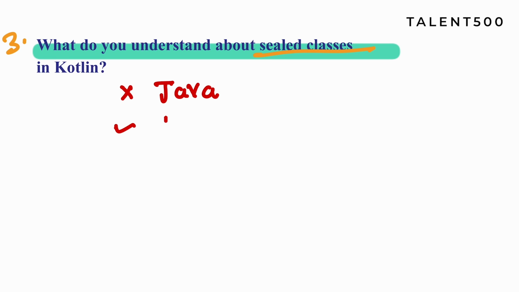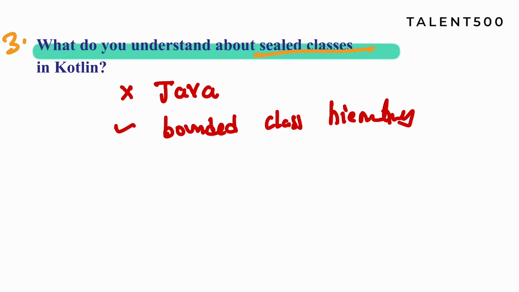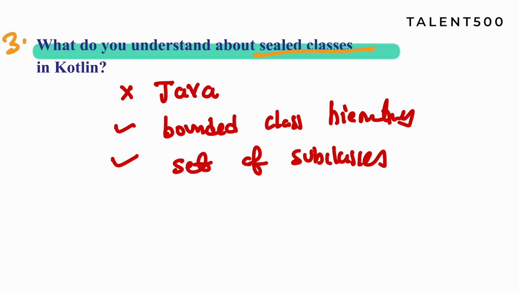Bounded class hierarchies. Okay, a sealed class is one that has a set of subclasses.